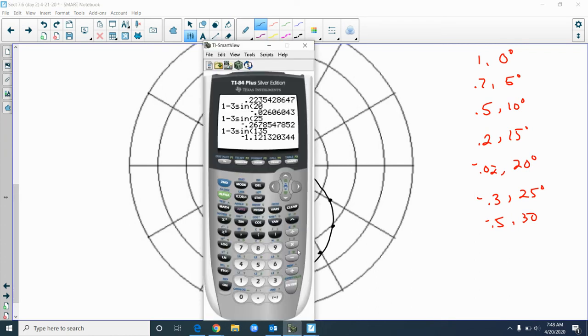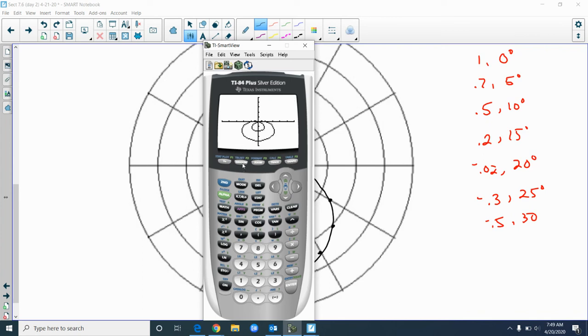Now I'm going to go to my equation here. I'm going to type this one in. So that is 1 minus 3 sine of theta. Go to y equals. Now, if you notice, when you're in polar form, it says r equals over there. And so I got 1 minus 3 sine of theta. And I graph that. And I said it went above there.